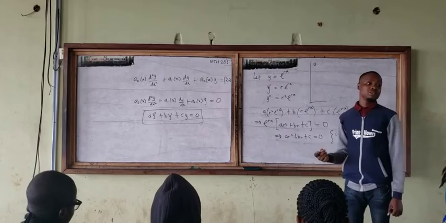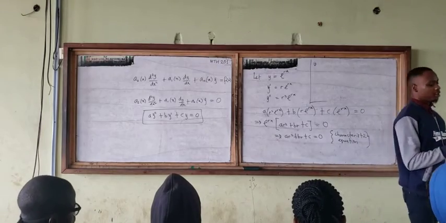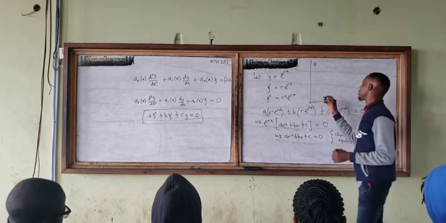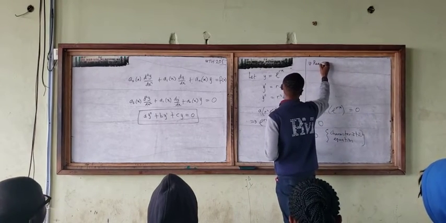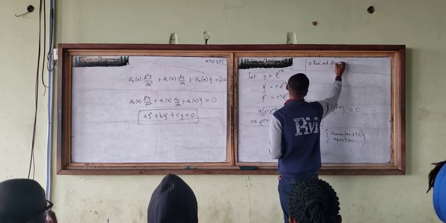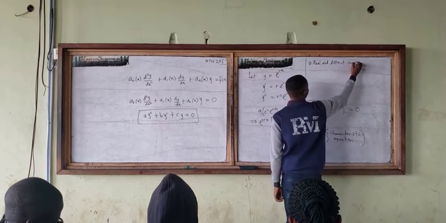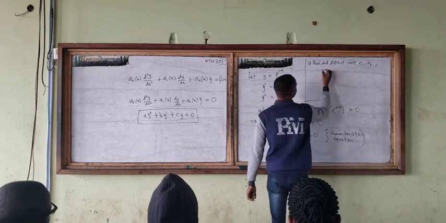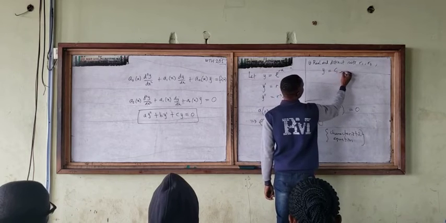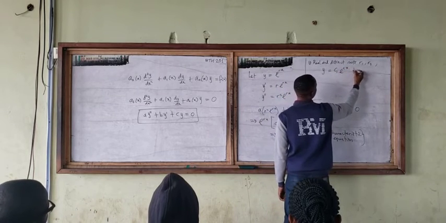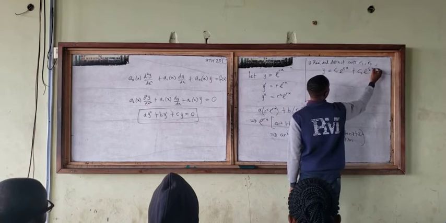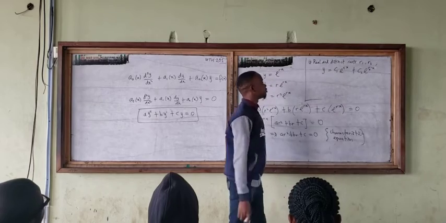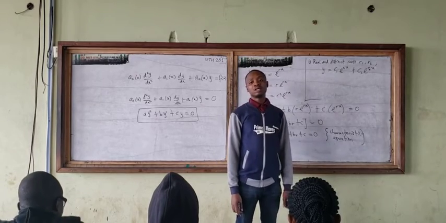When you have real and distinct roots, that means the two roots of this equation are real and they are different. When you have real and distinct roots R1 and R2, your y is going to be given by C1 e raised to the power R1x plus C2 e raised to the power R2x. That's just going to be your solution to the second order differential equation.